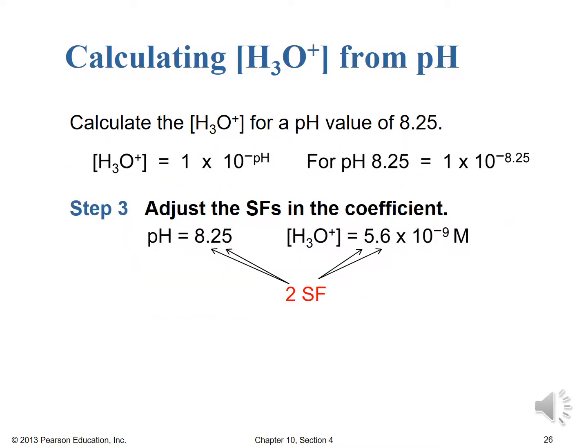Now finally, our third step is the same. We're adjusting for sig figs. In this case, we had 2 decimal places in our pH value, so that relates to 2 sig figs in the coefficient. So this should be 5.6 times 10 to the minus 9 molar. It's not especially difficult. It's just the opposite operation compared to what we were doing before.